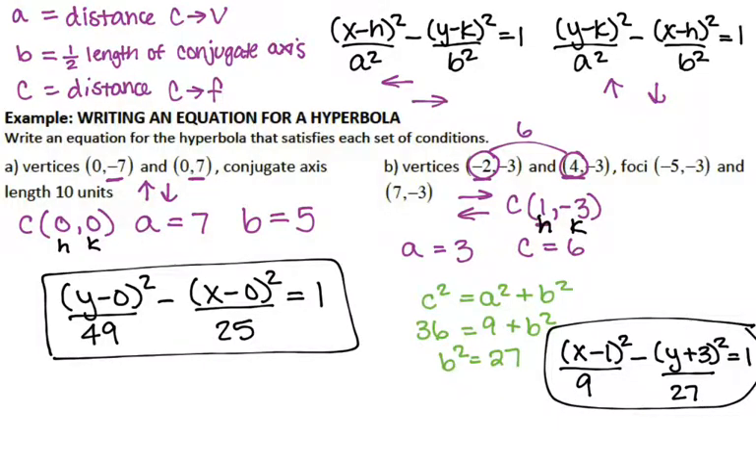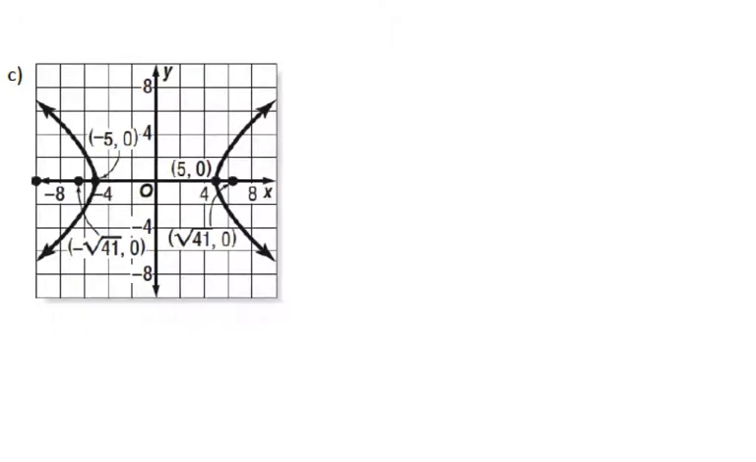All right, let's do another one. So this one, you are given the graph, and it's very easy to see from the graph that your hyperbolas are opening left and right. You can find the center, because it's right in the middle. So your center is at 0, 0.